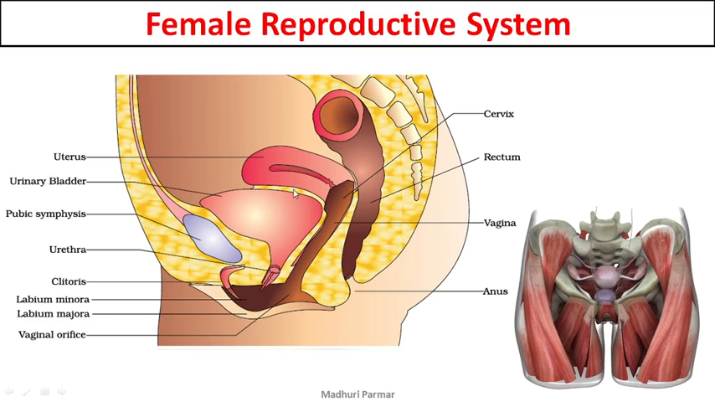You can see in the curve of the uterus there is the presence of the urinary bladder. So you can see the bladder here. The bladder opens outside by this small urethra. The urethra is the duct that carries the urine.